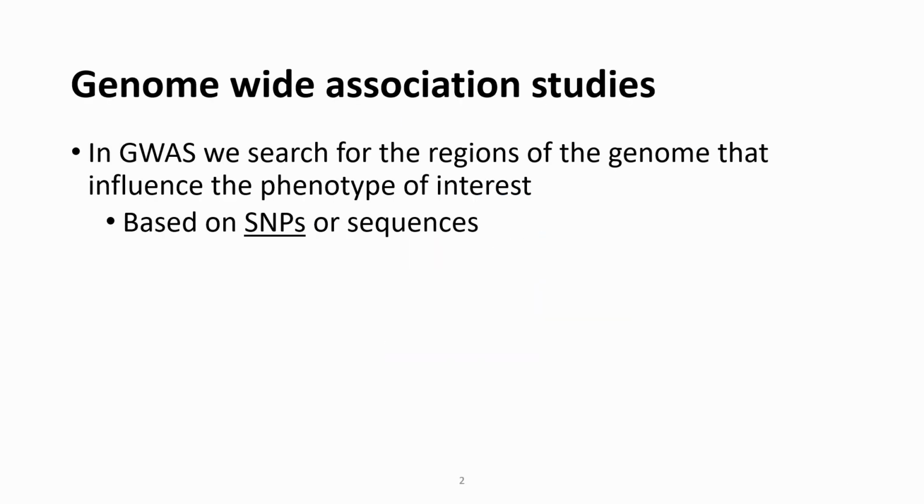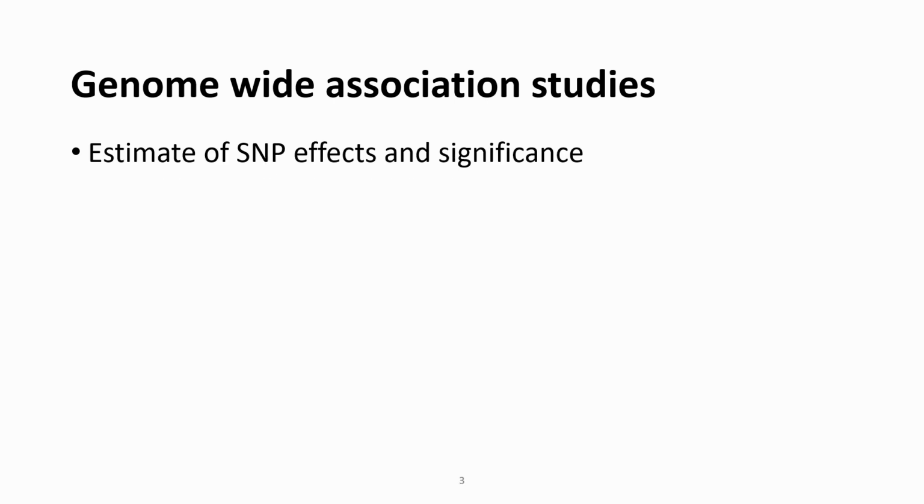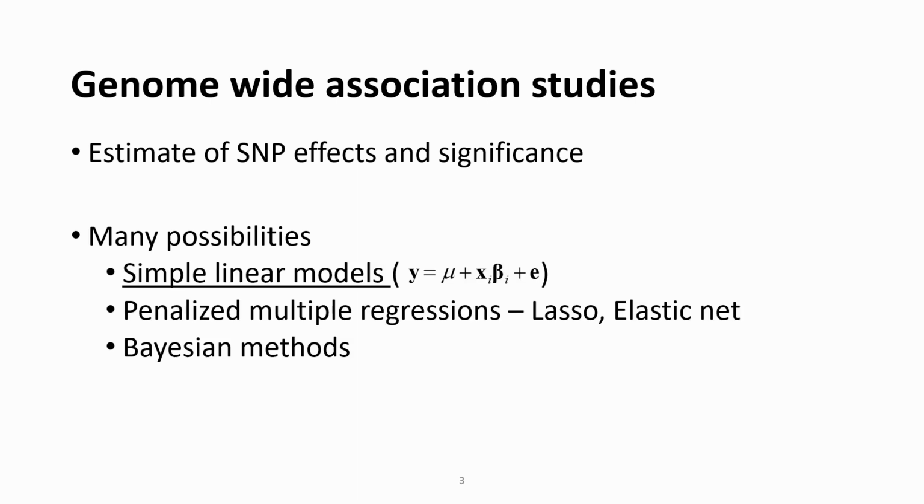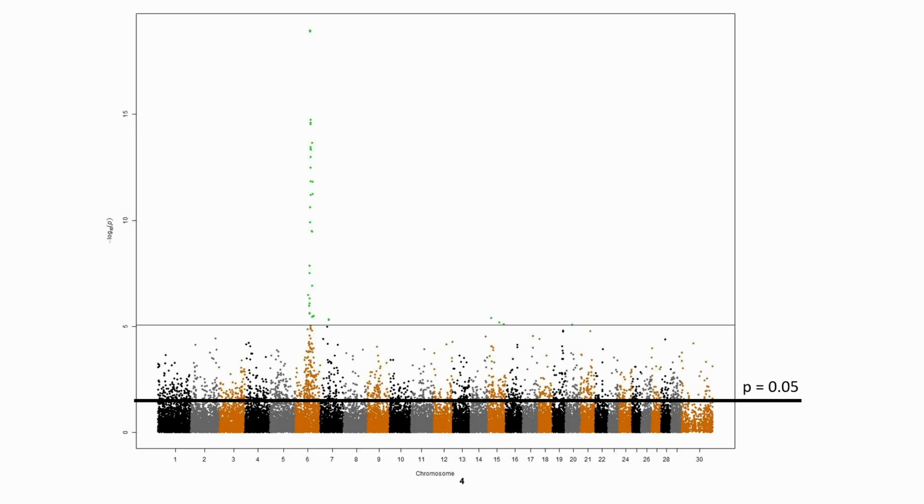So very briefly, in genome-wide association studies, we search for the regions of the genome that influence the phenotype of interest. You can do this based on SNPs or sequences. In this case, we will be doing it via SNPs, which is the most common procedure. So what you want to do is estimate the SNP effects and their significance. Here we have many possibilities. In this case, we will do a simple linear model. We want to get something like this, but how to get to this picture, this will be the topic of this video.